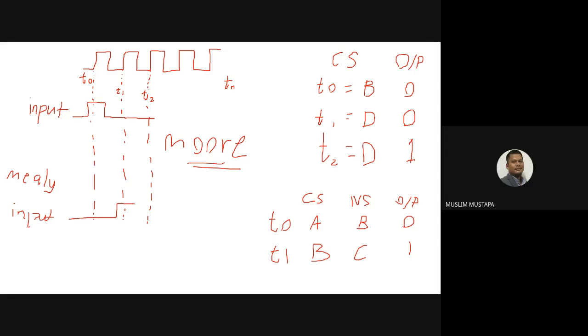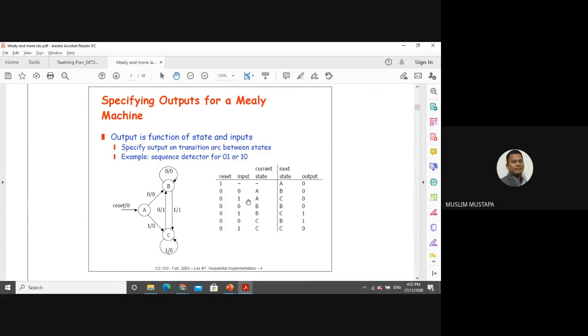Sir, yep. Mealy for the T1. Mealy for the T1, okay. How can the output become 1? Okay, how does the output become 1? Yes. Okay, all right. So look here, from the table and also the diagram.